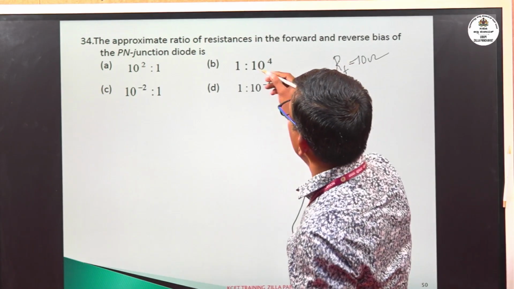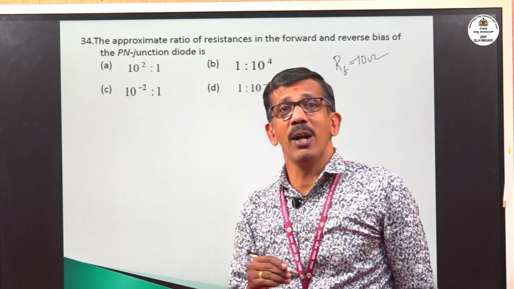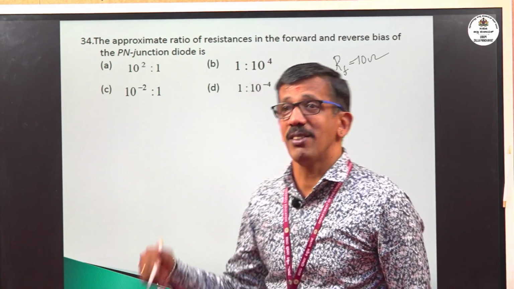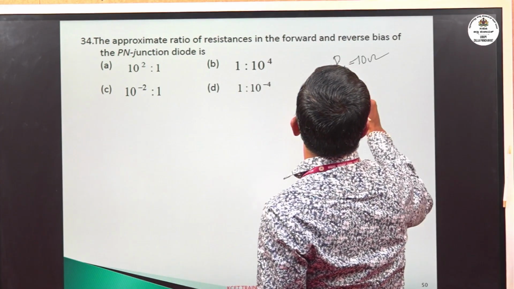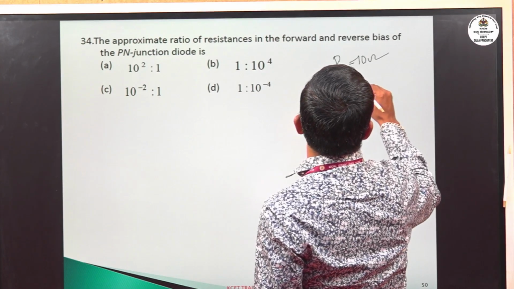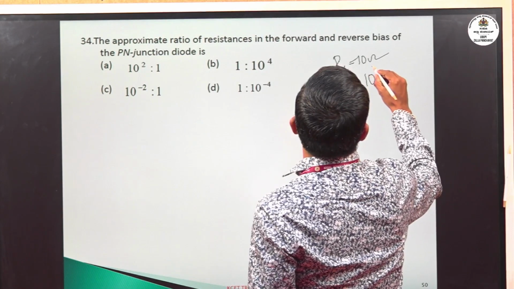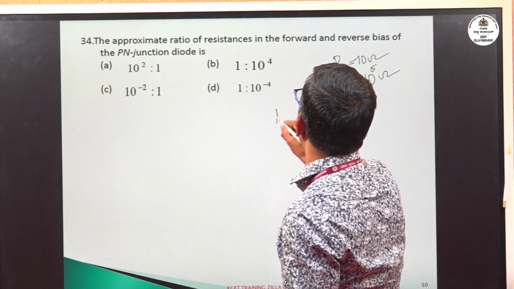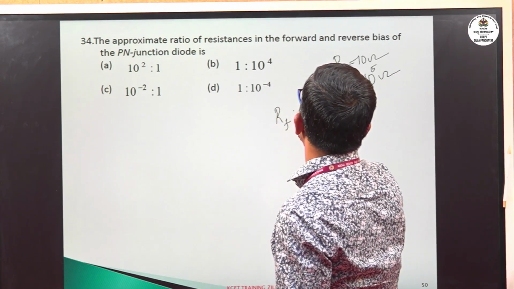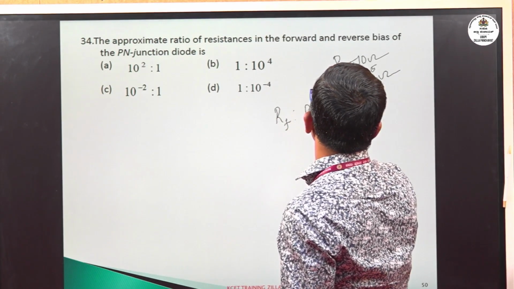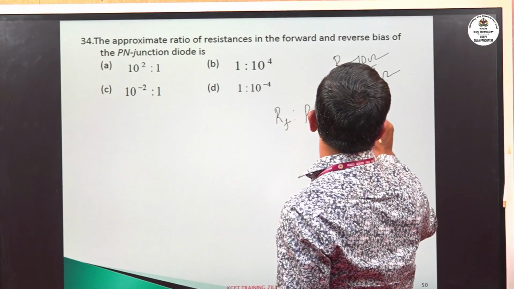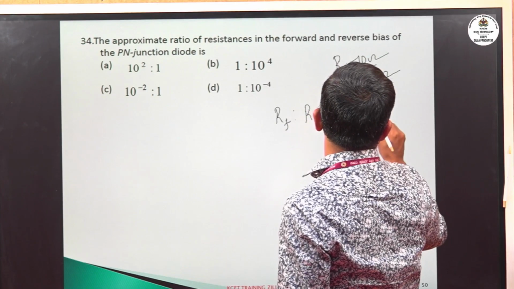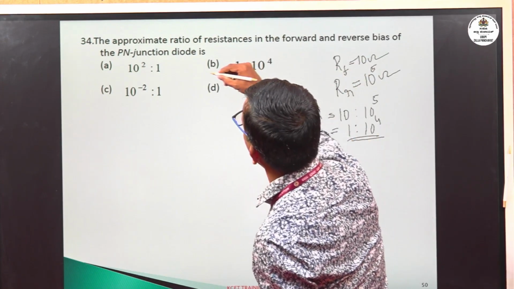Now, when the diode is operated in reverse bias, the diode acts as an open switch, and resistance is high. The reverse resistance of the diode is about 10 power 5 ohm. They want the ratio of forward resistance to reverse resistance, that is 10 is to 10 power 5, which is nothing but 1 is to 10 power 4. Option B is the right answer.